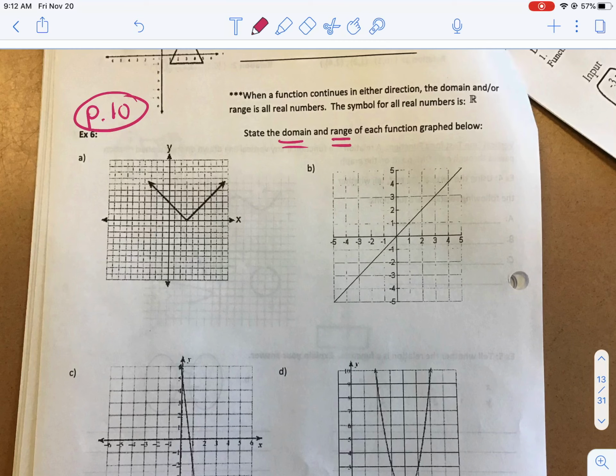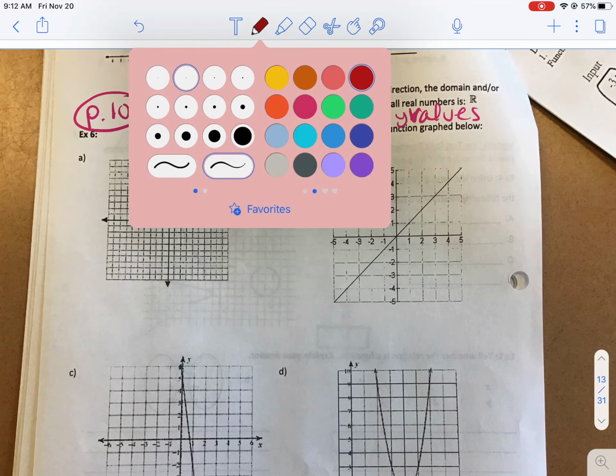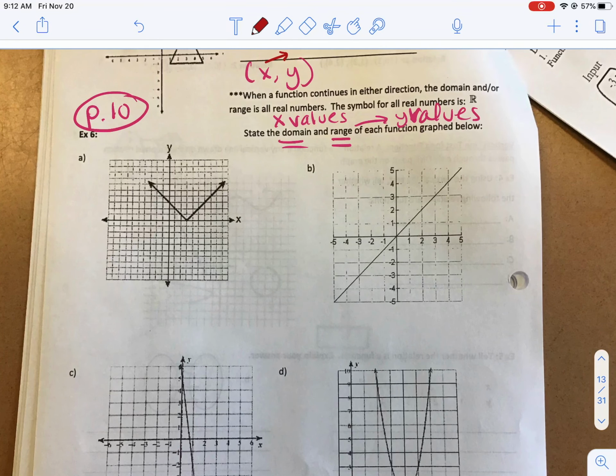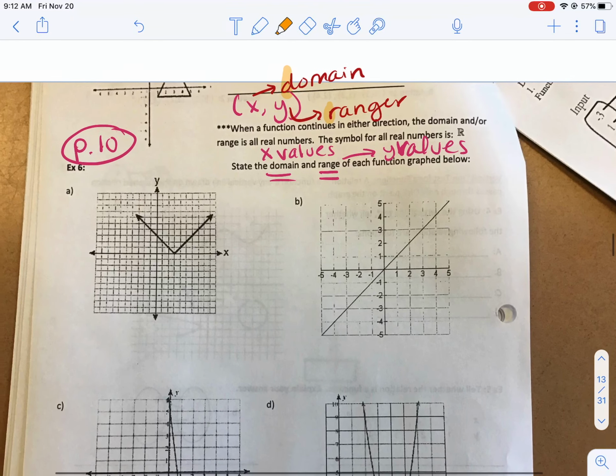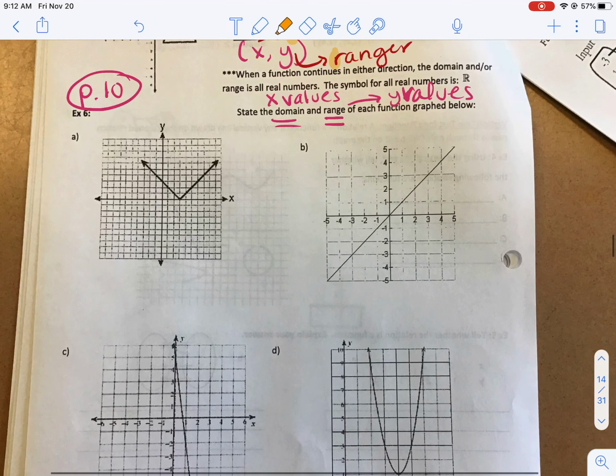The domain we talked about is all the x values, and the range is all the y values. One trick for that, guys, is that if you have the point x comma y, the x comes first in the alphabet, just like the word domain does, whereas y, like the word range does, comes second. You can sort of remember those in alphabetical order. So for the domain and the range, there's a couple things we want to remember.